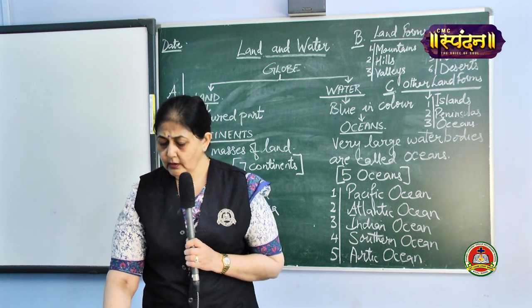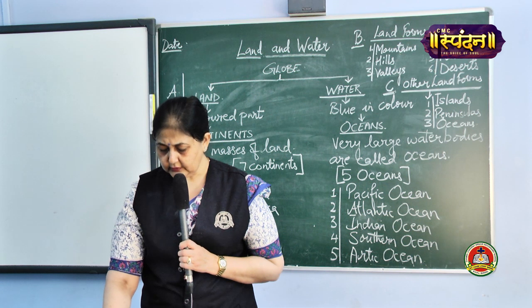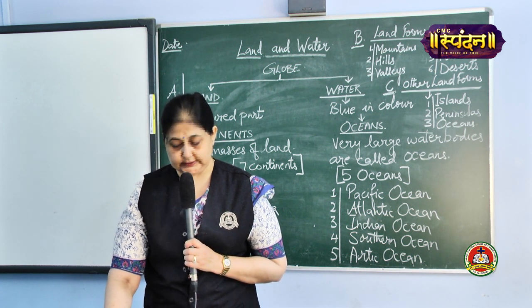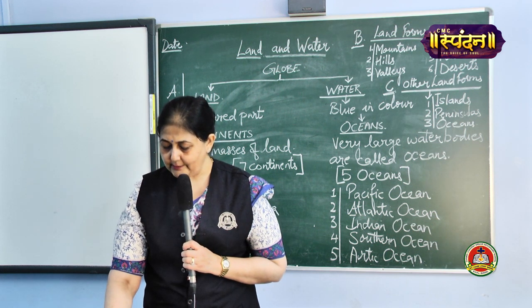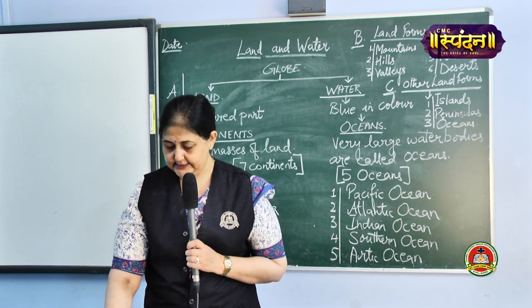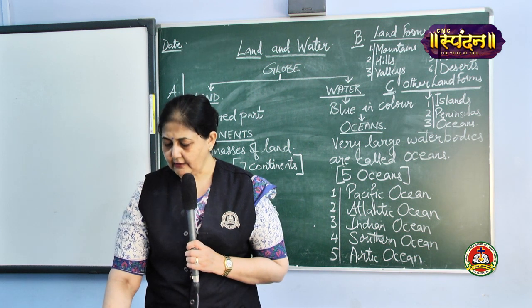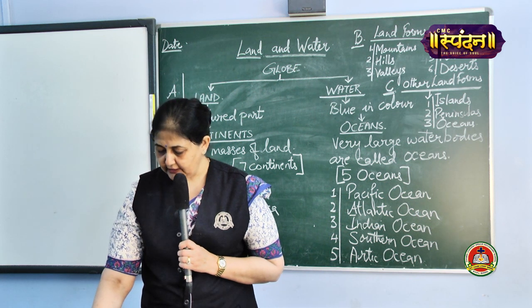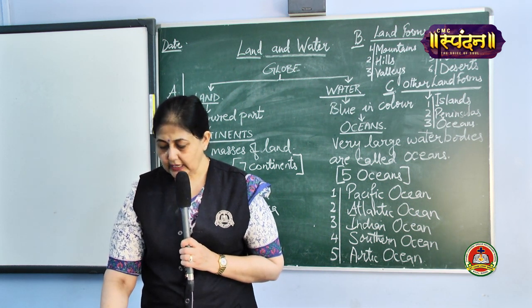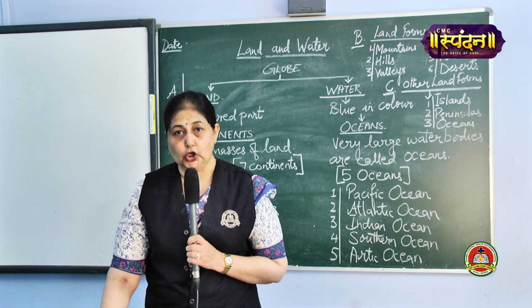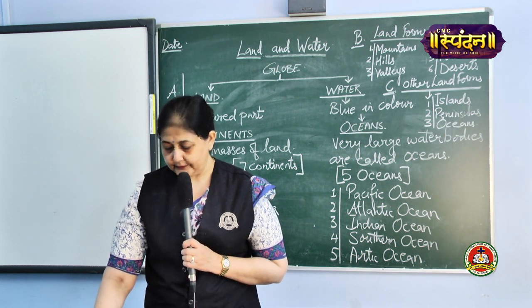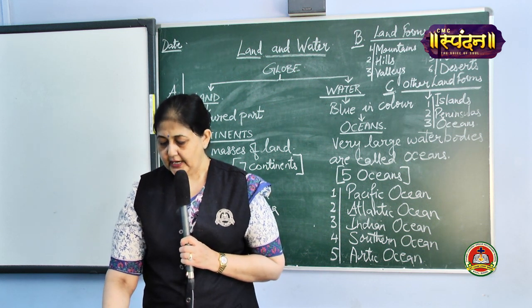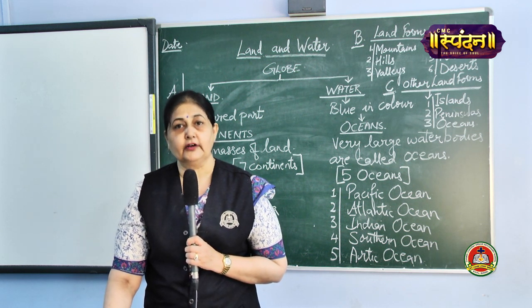Continents. A close look at the image of the earth will show you huge land masses separated by water. These large land masses are called continents. The 7 continents are, from the largest to the smallest: Asia, Africa, North America, South America, Antarctica, Europe and Australia. Continents are further divided into countries. India lies in the continent of Asia.